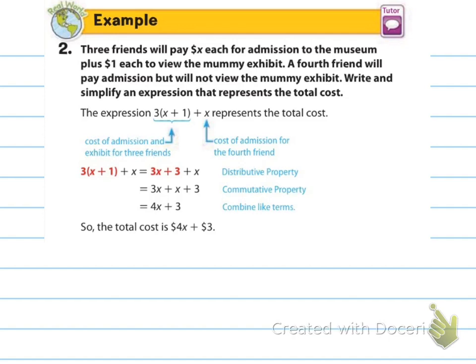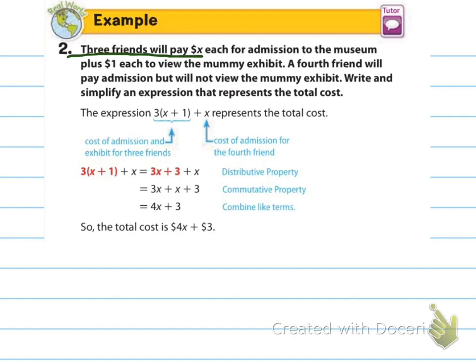So number 2 says 3 friends will pay X dollars each for admission to the museum, plus $1 each to view the mummy exhibit. A 4th friend will pay admission but will not view the mummy exhibit. Write and simplify an expression that represents the total cost. All right, so it's X dollars to get in to the museum.